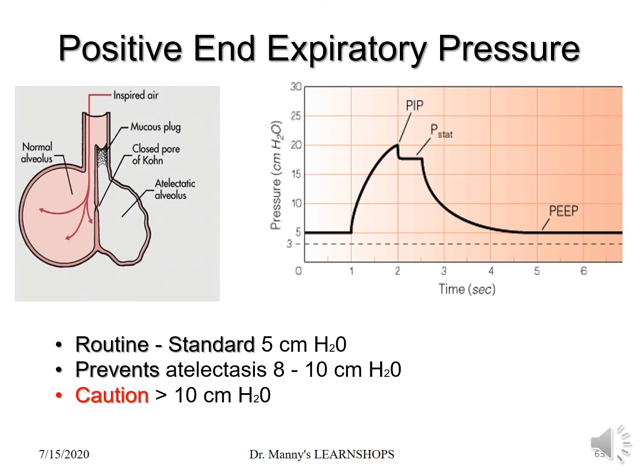Positive end expiratory pressure, well, we've already covered that previously. Typically, a routine standard setting is 5 centimeters of water, and this is to prevent atelectasis. Here it can be a little bit higher, 8 to 10 centimeters of water, but caution is advised for any pressures higher than 10 centimeters of water, because this could induce lung injury or it could promote hemodynamic instability. Depends on the patient's condition, depends on whether they're stable hemodynamically or not.